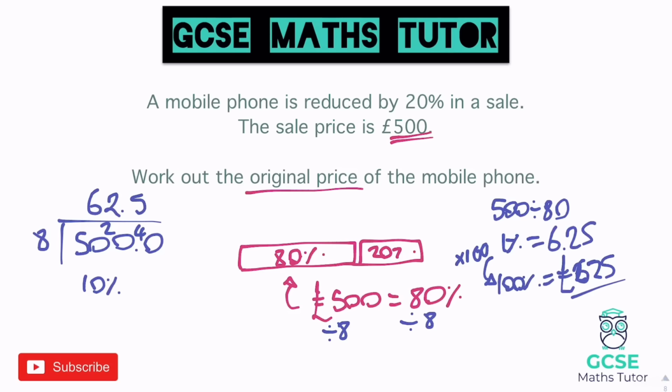So 10% is 62.5, and then we can times that by 10 to get back to 100%, and 100% there would be £625. So we get there either way, but that's two different ways of looking at a reverse percentage where we're looking for something in the past when there's a sale going on.